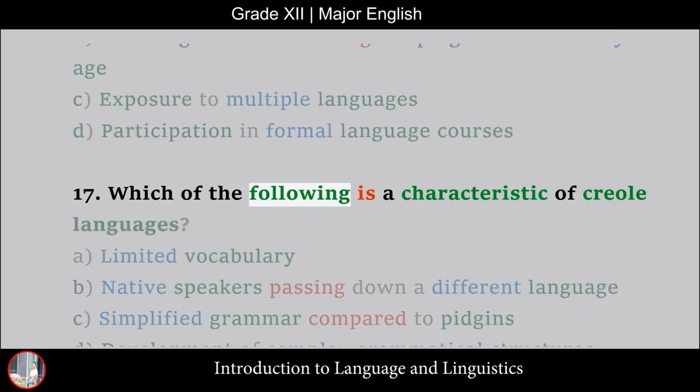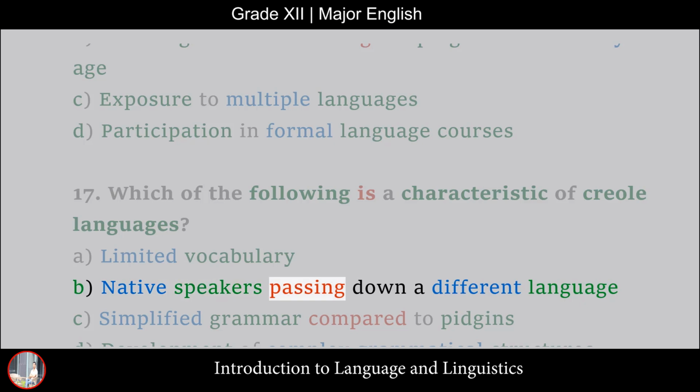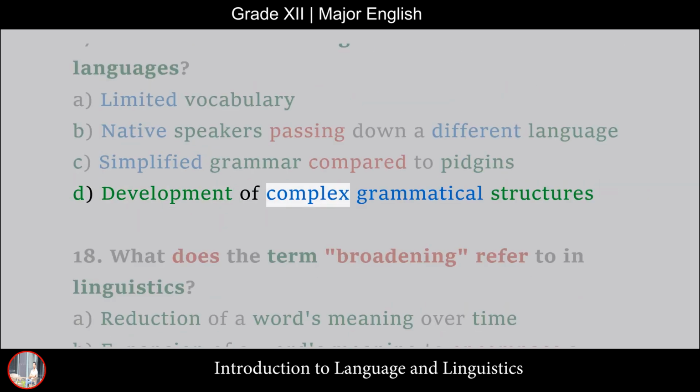17. Which of the following is a characteristic of Creole languages? A. Limited vocabulary. B. Native speakers passing down a different language. C. Simplified grammar compared to pidgins. D. Development of complex grammatical structures.